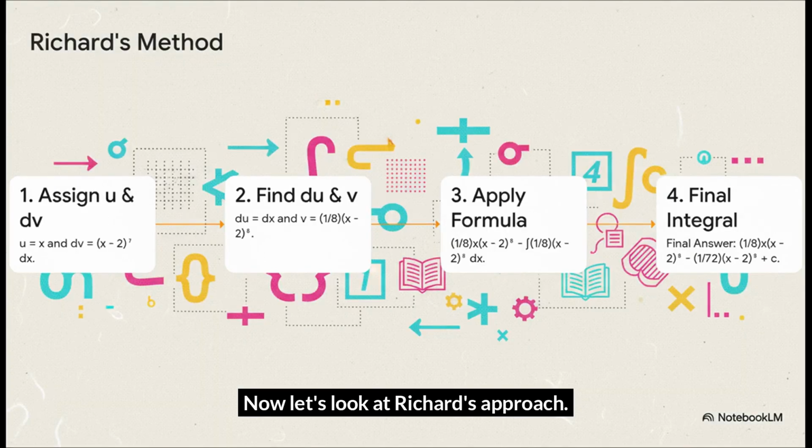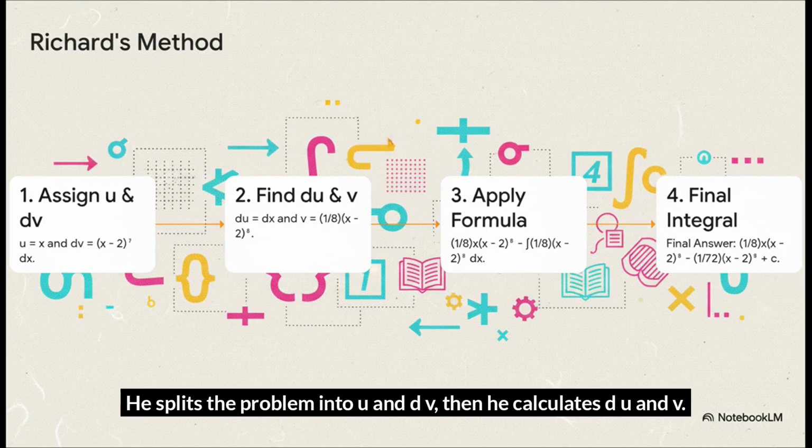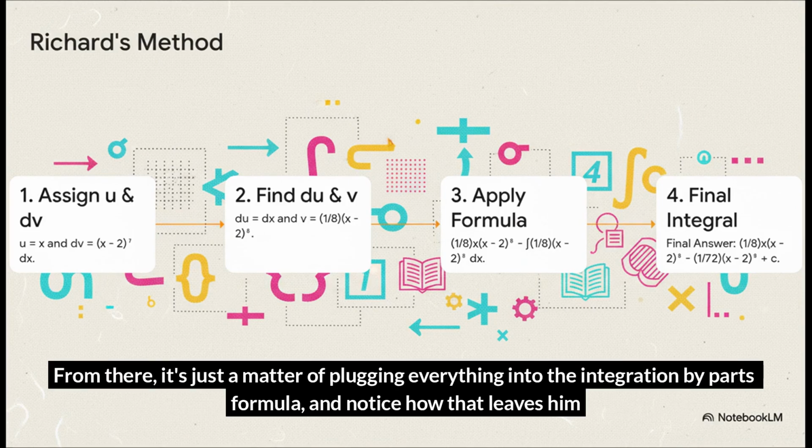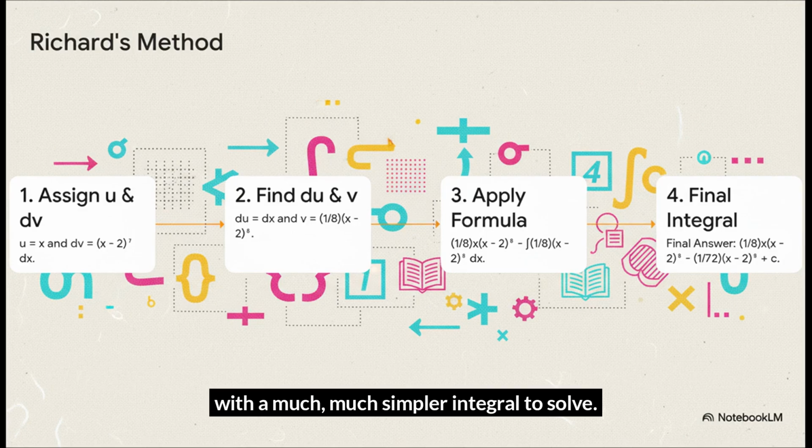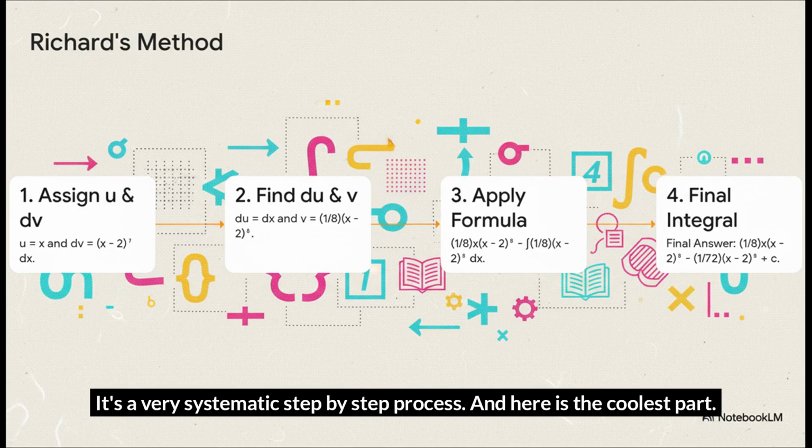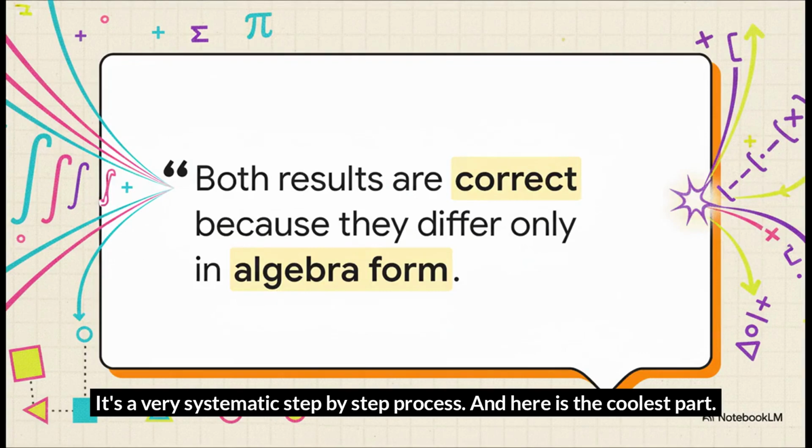Now let's look at Richard's approach. He splits the problem into u and dv. Then he calculates du and v. From there, it's just a matter of plugging everything into the integration by parts formula. And notice how that leaves him with a much, much simpler integral to solve. It's a very systematic, step-by-step process. And here is the coolest part.